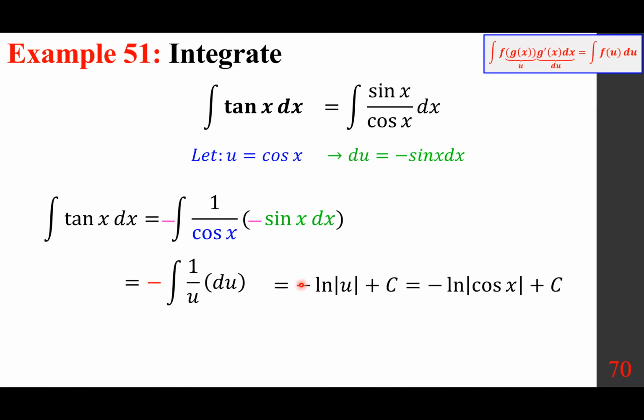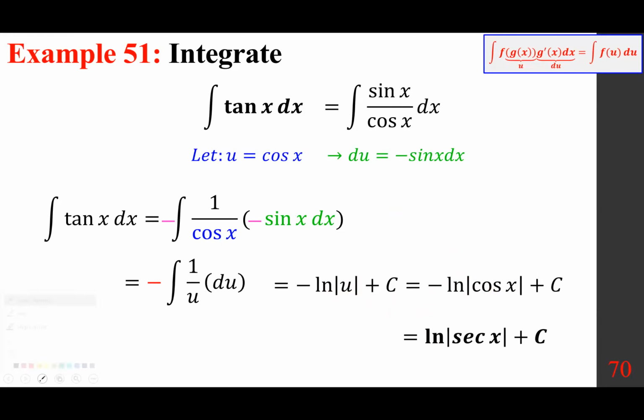So minus ln of absolute value of u plus a constant, where u is replaced with cosine x. And that's extremely important to know. Now, furthermore, we can write this one, cosine x to the power of negative 1, or 1 over cosine x, or secant x.